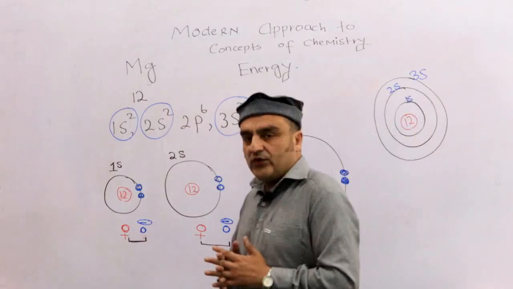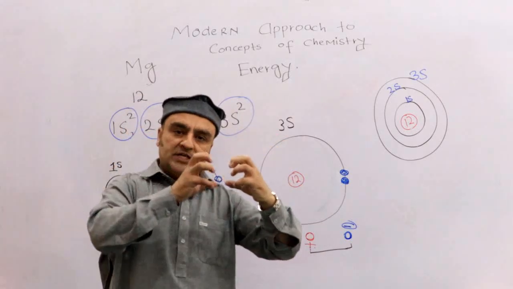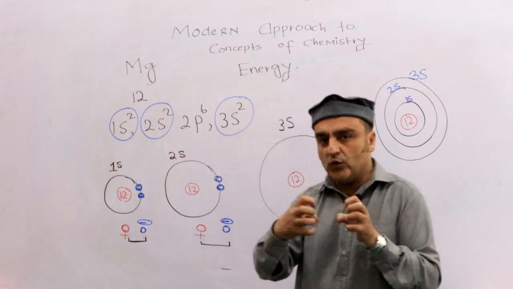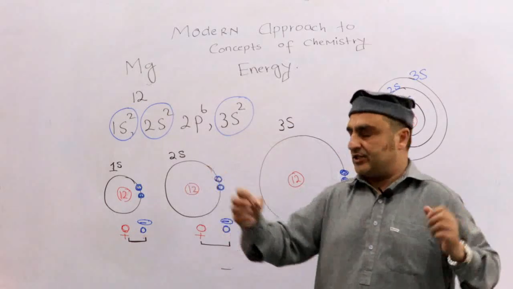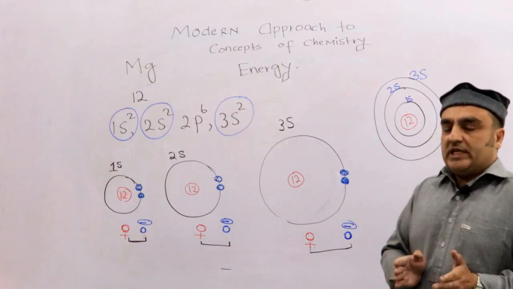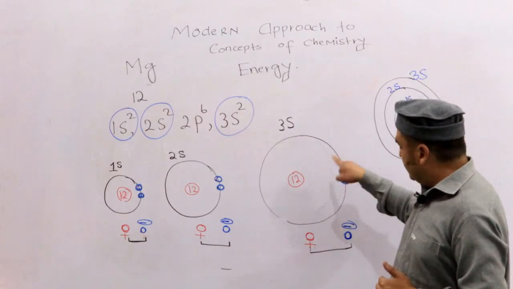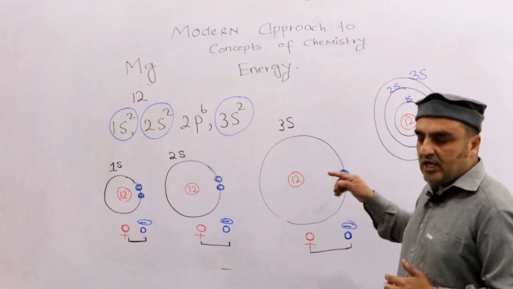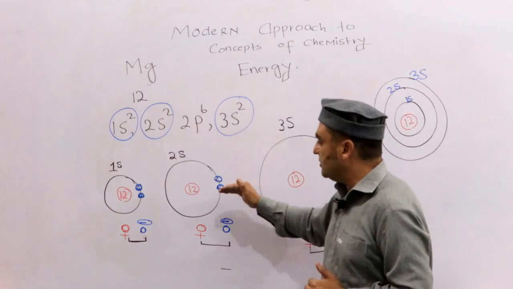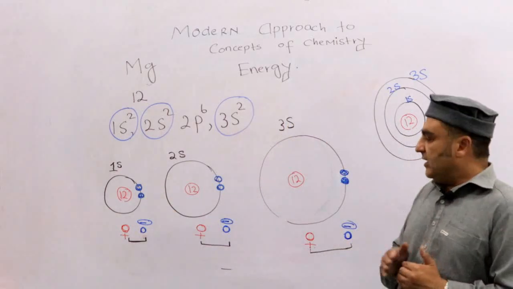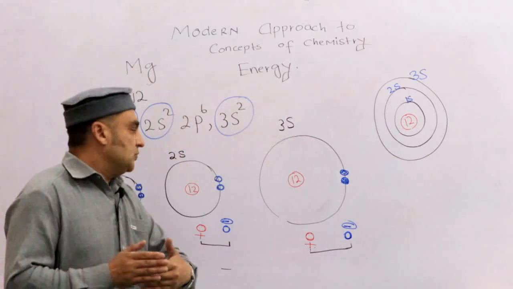Now it can give you an idea, as we discussed a little bit earlier, that when opposite charges are near to each other, they have lower energy. When the opposite charges are away from each other, they have high energy. So if we consider that concept, we can say that here the 3s electrons are higher in energy than 2s orbital electrons, and they are higher in energy than 1s electrons. So this is the concept which I wanted to show to you.